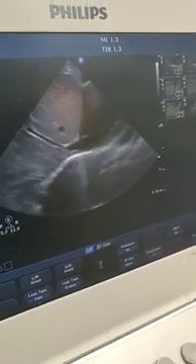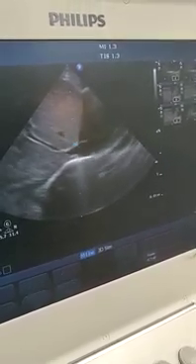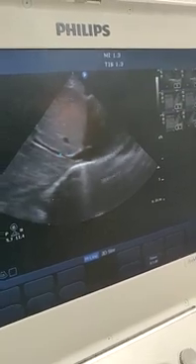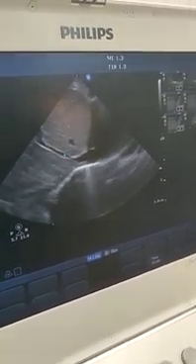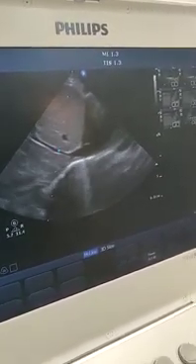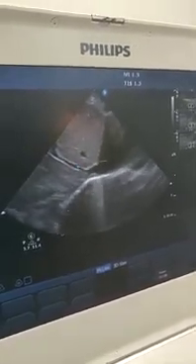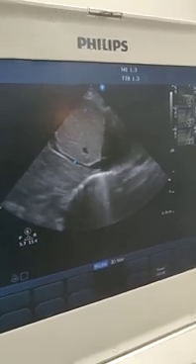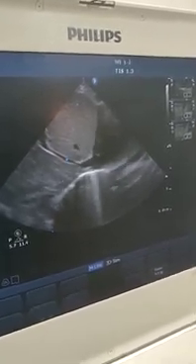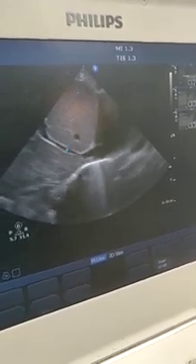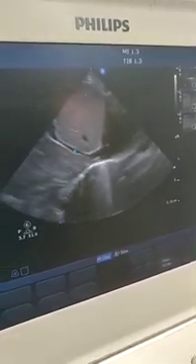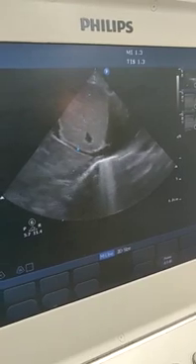Now I need to put the M mode cursor. I'll put the M mode cursor here. Usually the M mode cursor is kept around 1 to 2 centimeters inferior to the mouth of the right atrium. That is the junction of inferior vena cava and right atrium, and from there inferior to that, around 1.5 to 2 centimeters, you have to keep the M mode cursor. I am cutting the inferior vena cava.